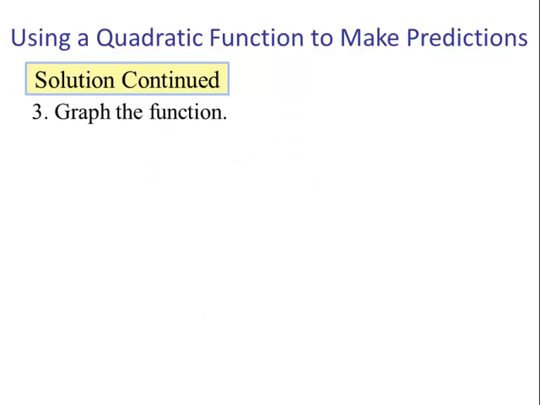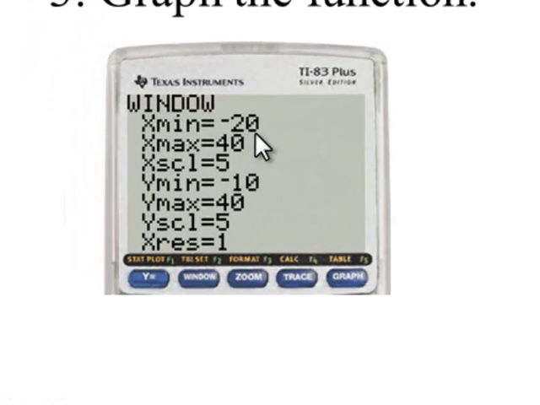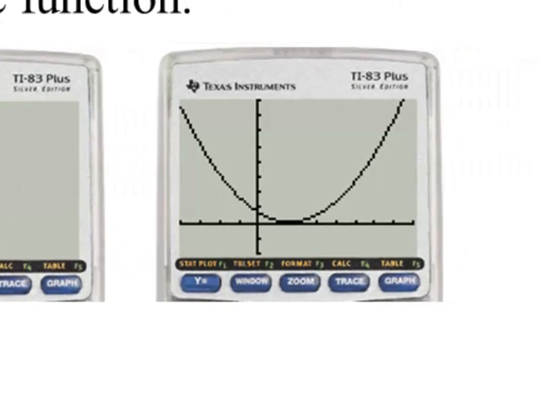Next, we want to graph the function. The window settings I'm using is -20 for x-min, and I want to go up to 40. I want to count by 5. For the y-min, I'm going to -10. The y-max is 40, and again I'm counting by 5. And here we see the parabola.